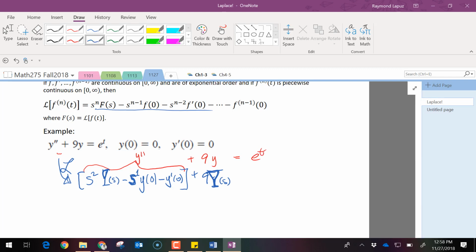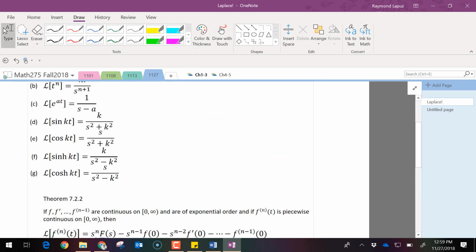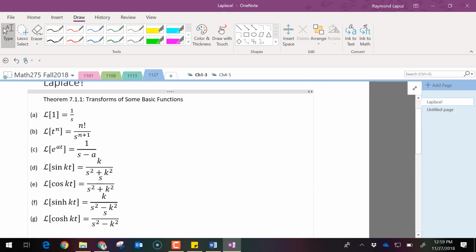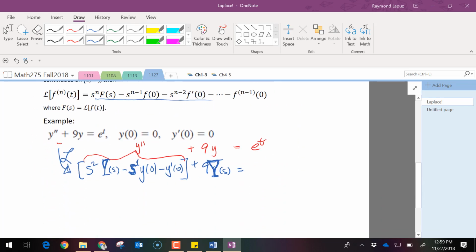Okay. So e to the t, we transform e to the t, that's a is equal to 1, so this is going to be 1 over s minus 1. Okay, so now we're in the Laplace world.